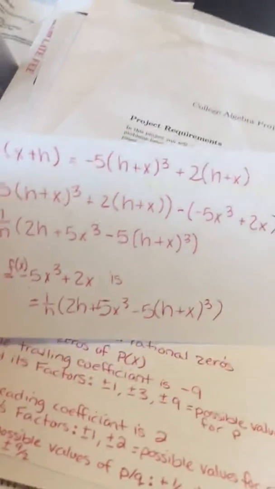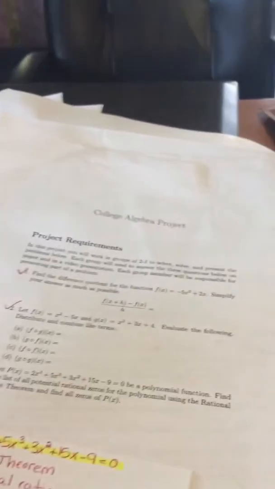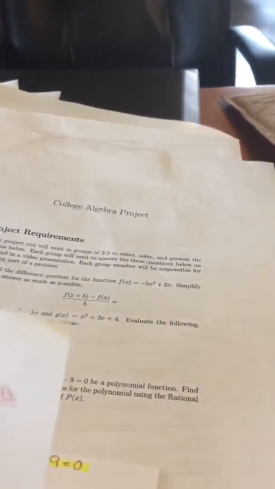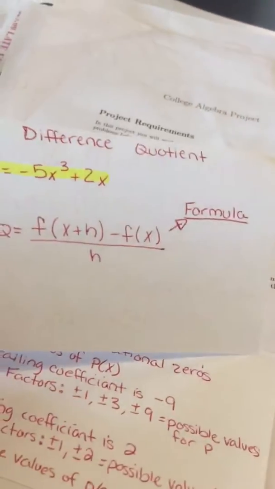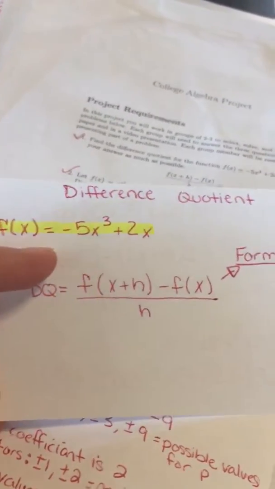I know some people use the FOIL method or something like that to figure it out. So this is pretty much just what I did. I followed the steps, and you plug in x plus h wherever you see an x up here in the problem.